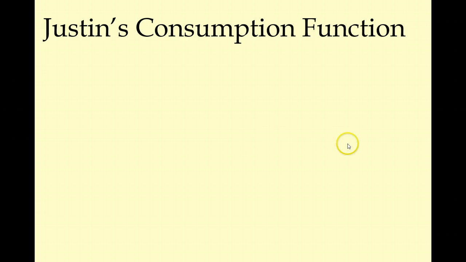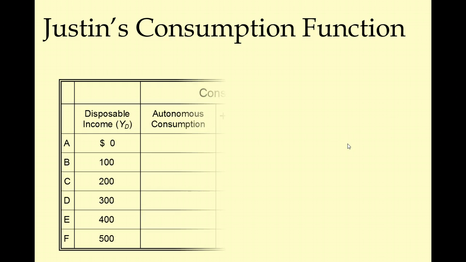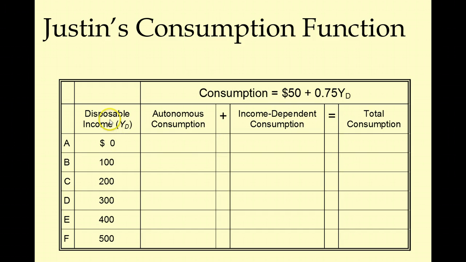So let's look at an example, Justin's consumption function. Here we have Justin, and we have different levels of income here. And what we're going to do is take a look at his consumption function. So Justin's spending is going to be based upon this autonomous component, which means Justin always spends $50, regardless if he has a job or if he doesn't have a job. And this tells us that Justin will spend 75 cents of every additional dollar that he receives.